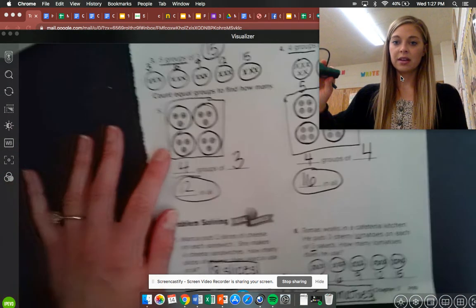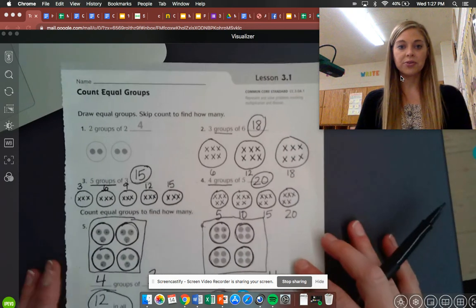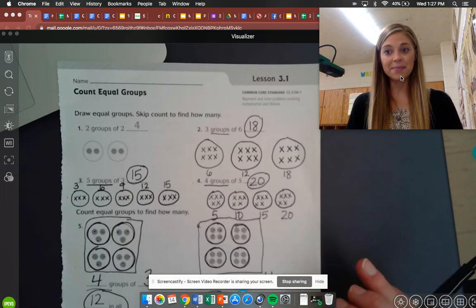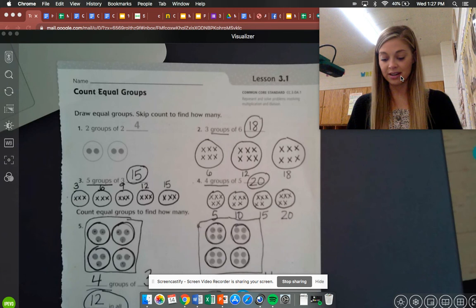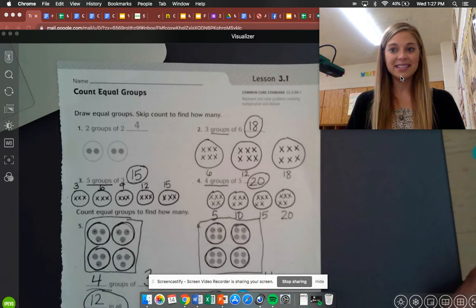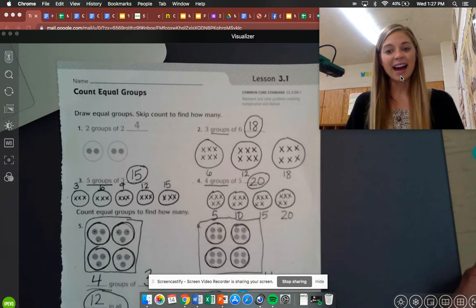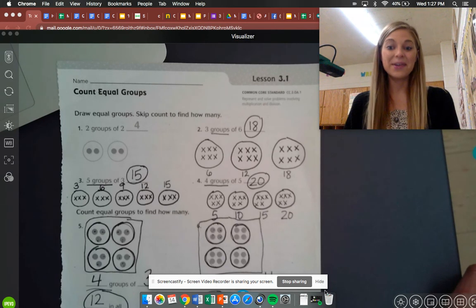So today, like I said, we're working on equal groups, and this is the beginning of our multiplication. So I'm really excited to see where we can go from here, and I will see you all next time.